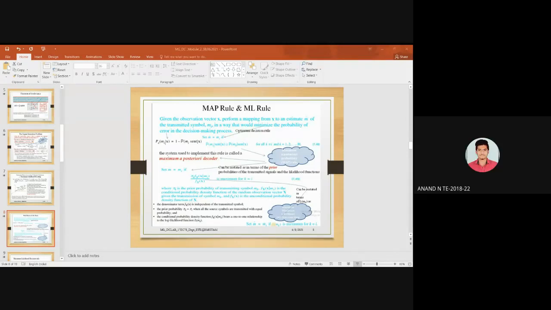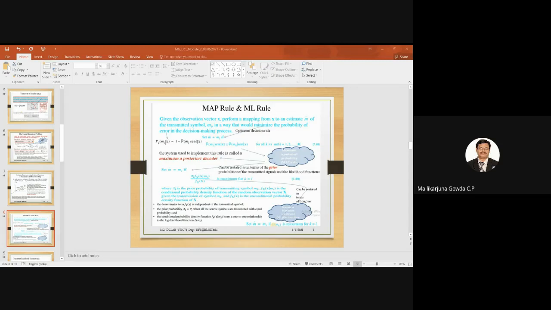Yes, sir. What I wanted to say here is, if the observation vector x is given, I need to map that to, I need to estimate m cap of the transmitted symbol mi in such a way that there will be minimum probability of error in the decision making process. So I said this is the average probability of error.